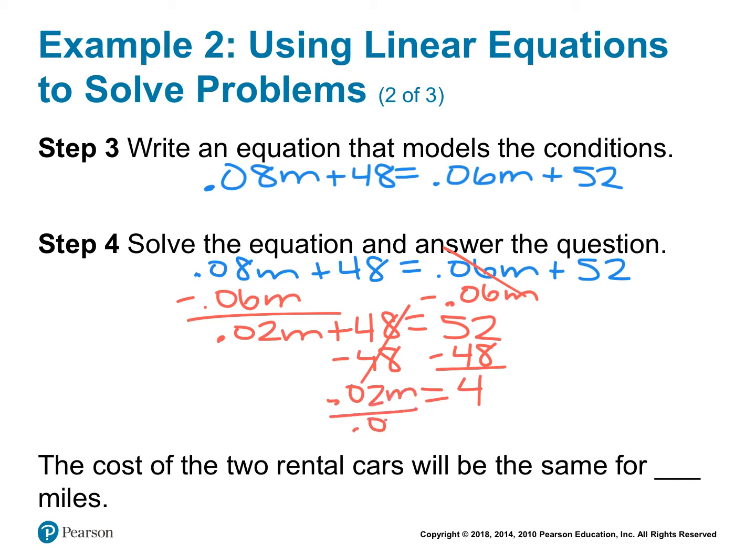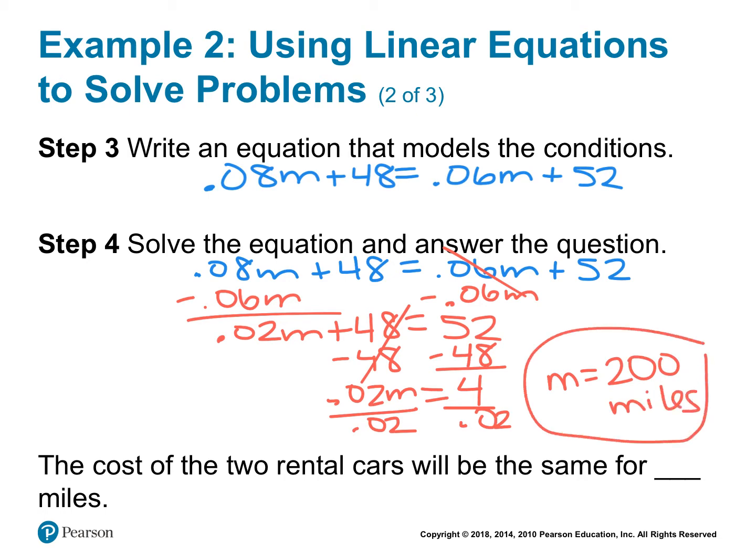Divide by 0.02. M equals 200 miles. So that means the cost of the two rental cars will be the same for 200 miles. So if you drove 200 miles with car A, you'll pay the same amount as driving 200 miles with car B. And again, we're not figuring in the gas pump and maybe one of them gets better gas mileage. We're just going based off the information they gave us.